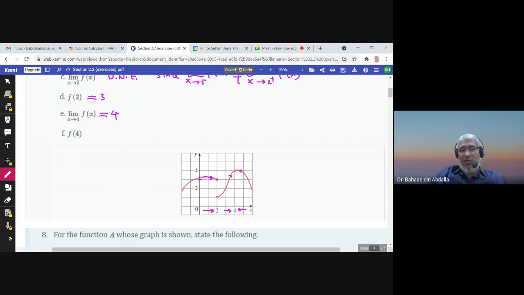And what is f of 4? Well, this is 4. If you go up, this is an open circle. So f of 4 is not defined.